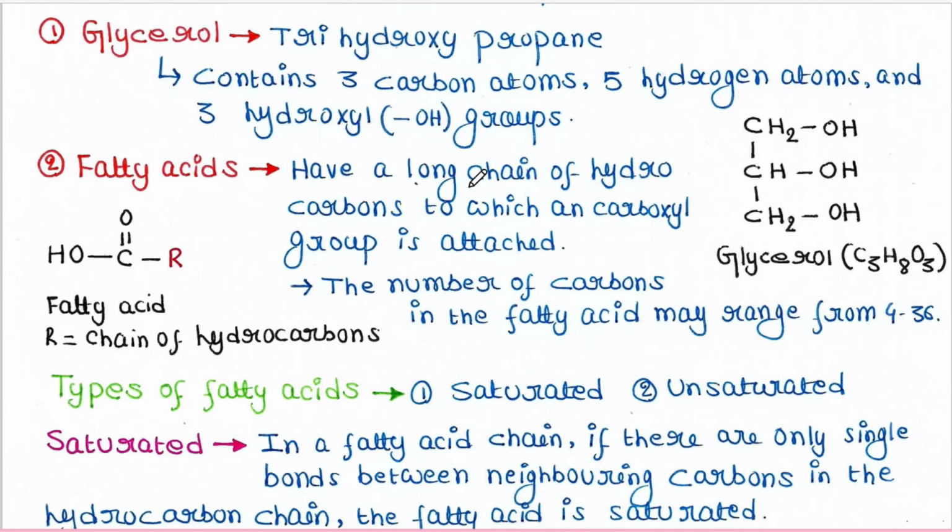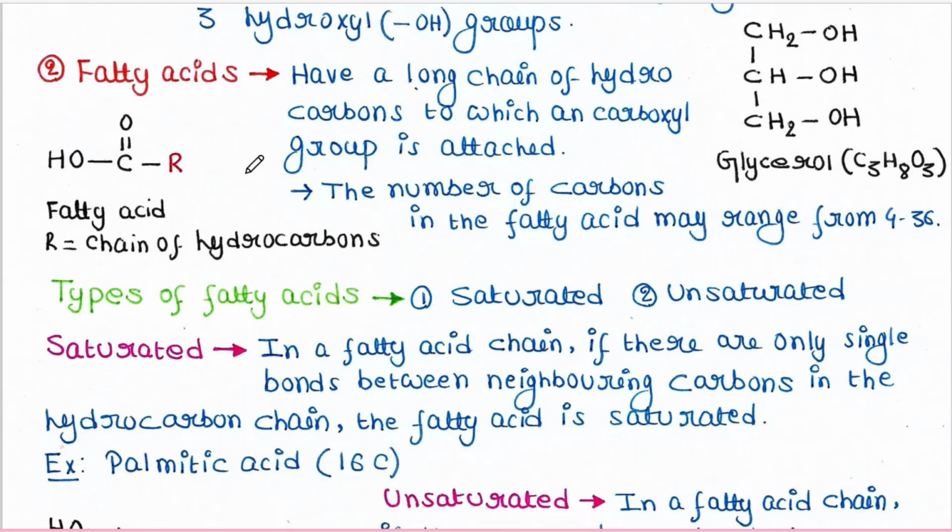Fatty acids have a long chain of hydrocarbons to which a carboxyl group is attached. COOH is the carboxyl group and here is the R. R represents the number of carbons in the fatty acids. So here is the fatty acid and the number of carbons may range from 4 to 36. These fatty acids can be classified in 2 ways: saturated and unsaturated.